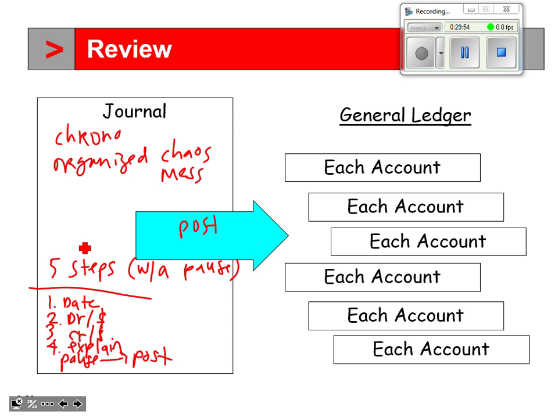Every transaction, there's going to be something debited and something credited in the general ledger. Each account, each account, each account. Maybe this is 100, this is 110, this is 200, this is 300, this is 400, and 500. So we pause, we go post, and then we come back for the fifth step, and it's that post reference column.